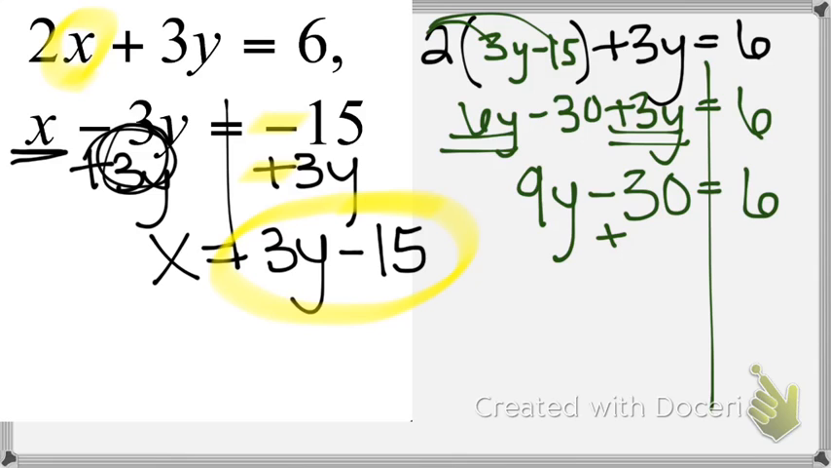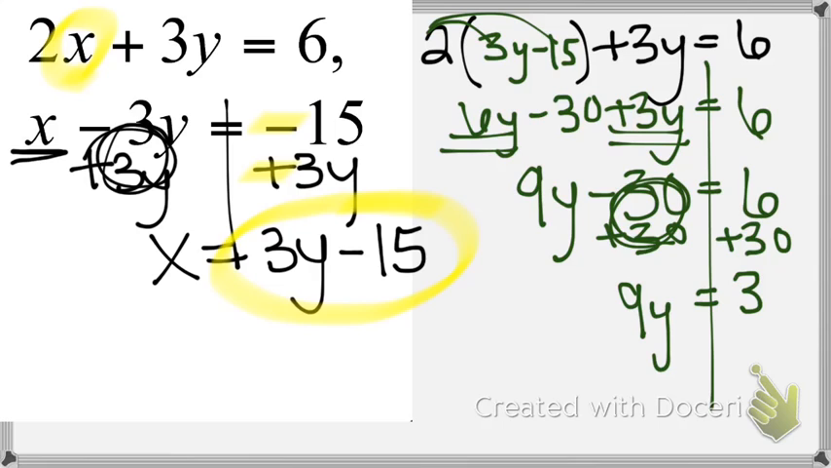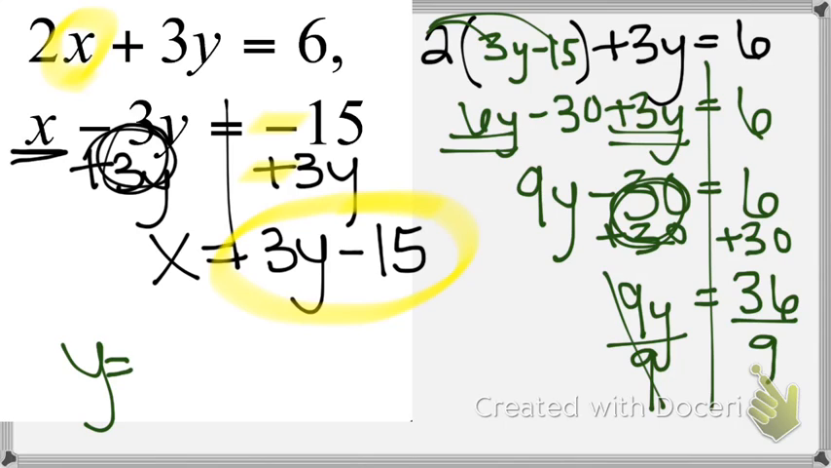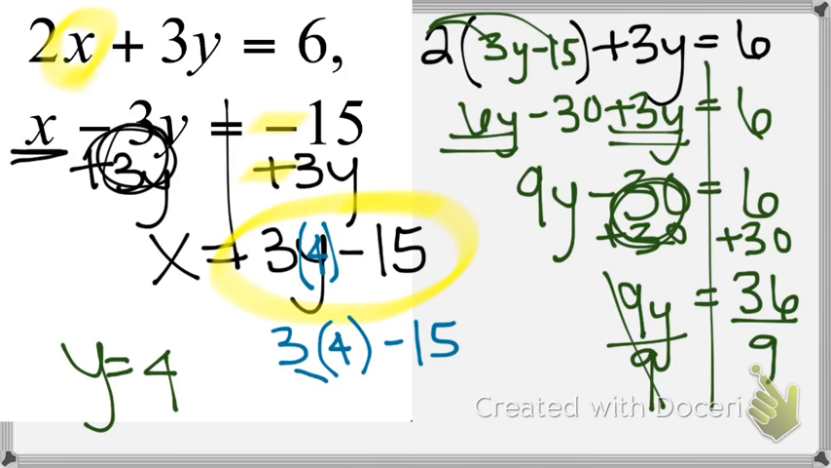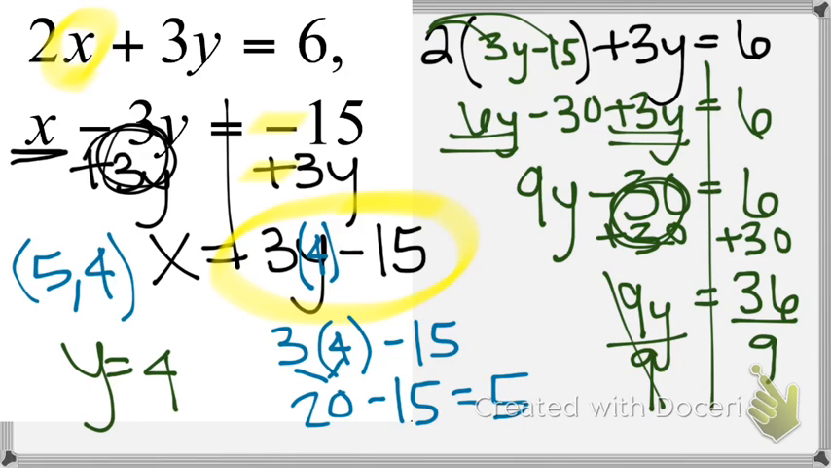So I'm going to plus the 30 to both sides. And so 9y equals 6 and 30 make 36. Divide the 9 out, and y is 4. So then again, we're going to come back to our equation, and in for y, we're going to be putting 4. So I have 3 times 4 minus 15. Well, this is 20 minus 15 is 5. So our solution is 5 comma 4.